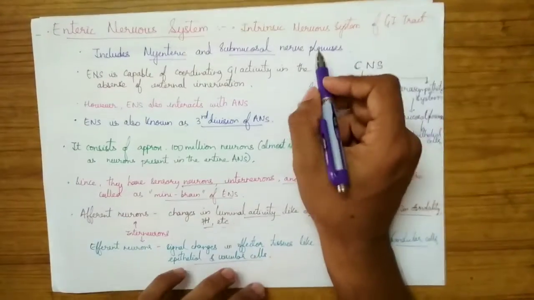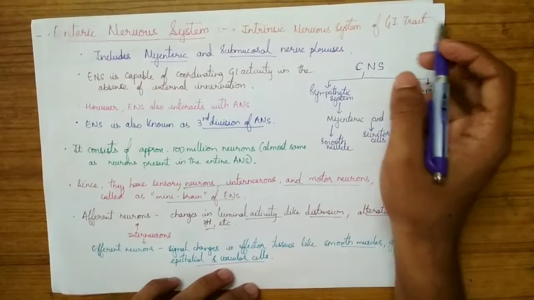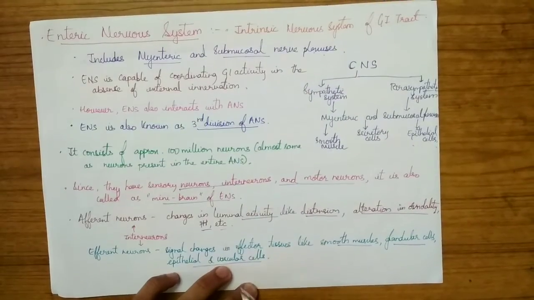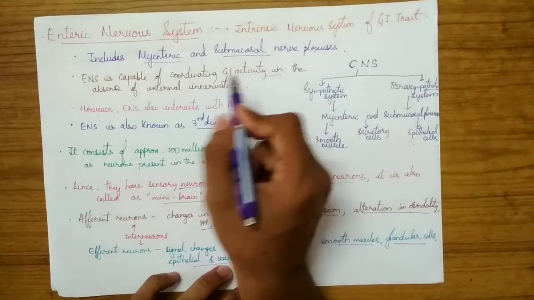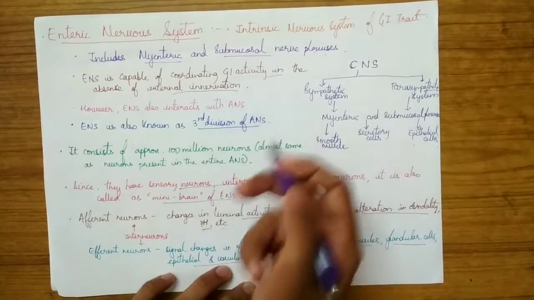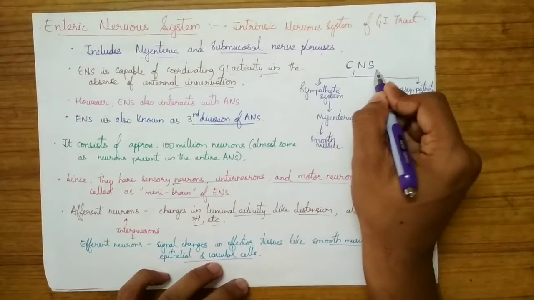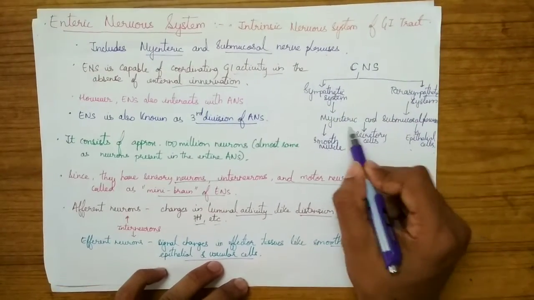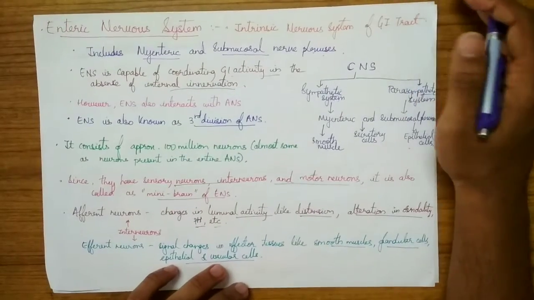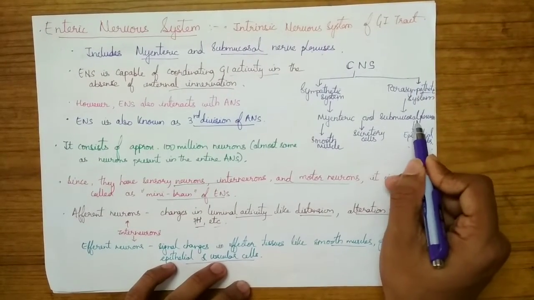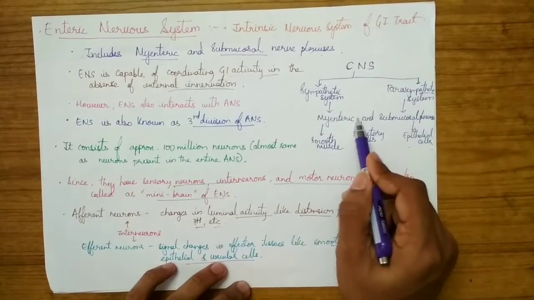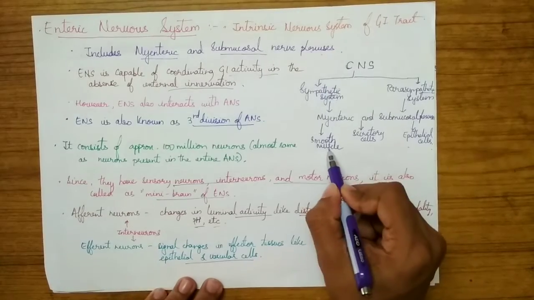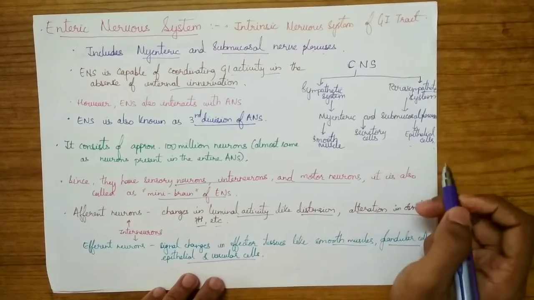So it is the intrinsic nervous system of the GI tract. It includes the mesenteric and submucosal nerve plexuses as I talked about. It is capable of coordinating GI activity in the absence of external innervation also. So this is the CNS. It has the sympathetic and parasympathetic systems. It can regulate the mesenteric and submucosal plexus, but the mesenteric and submucosal plexus are not dependent on this. They are independent but can be regulated by these systems. Then they again control the smooth muscle, secretory cells and the epithelial cells.